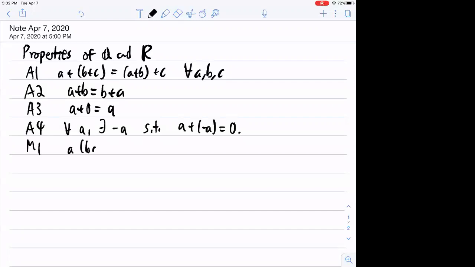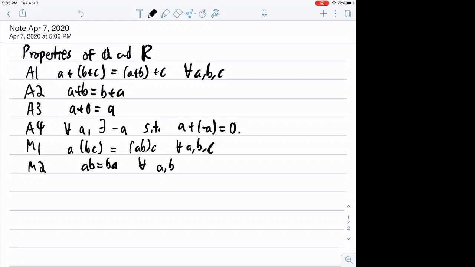M1. So again, we have associativity for multiplication, and we obviously have AB is BA for all AB. Right, so what I just wrote here, if you just ignore the top line, properties of Q and R, this is a property for being a commutative ring if you're into 120.